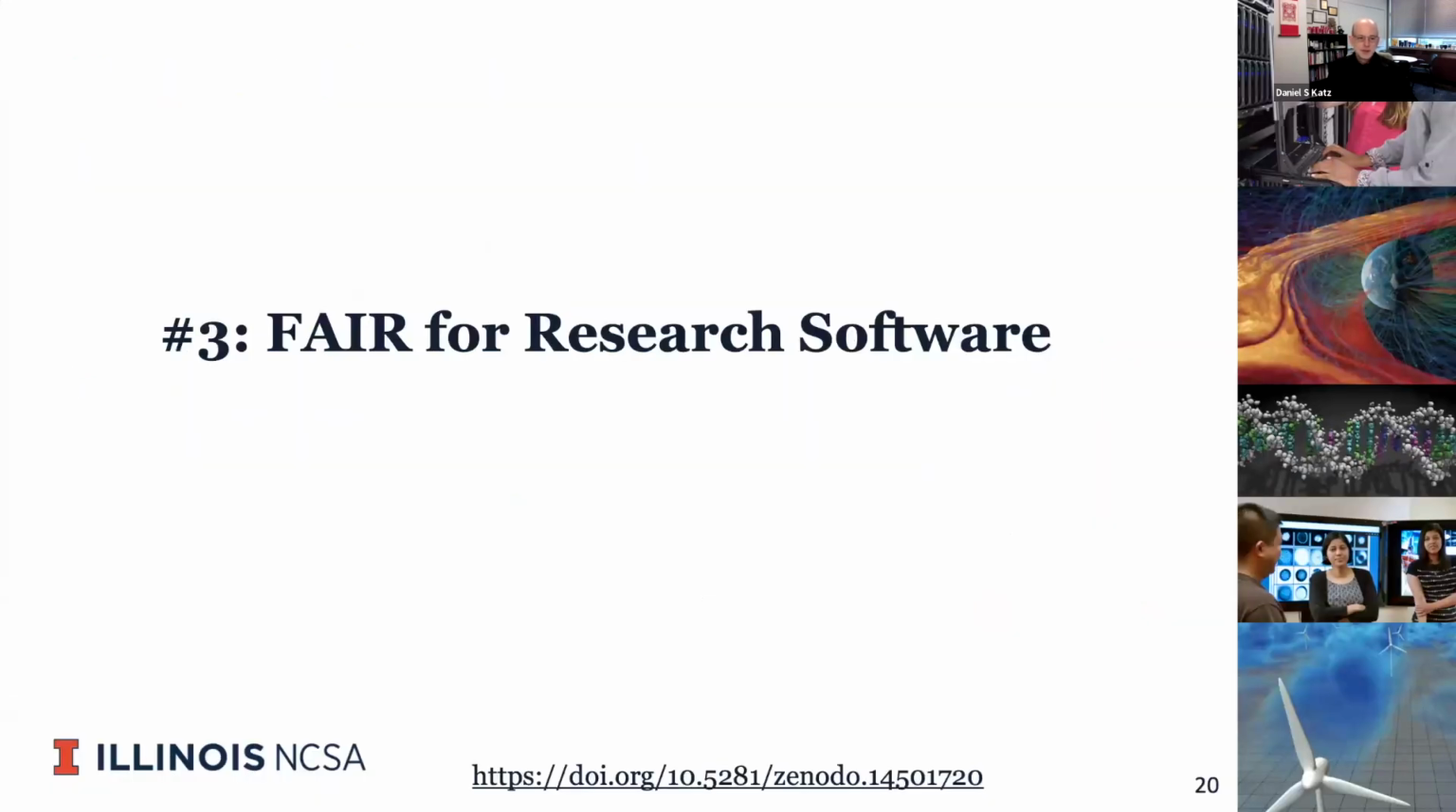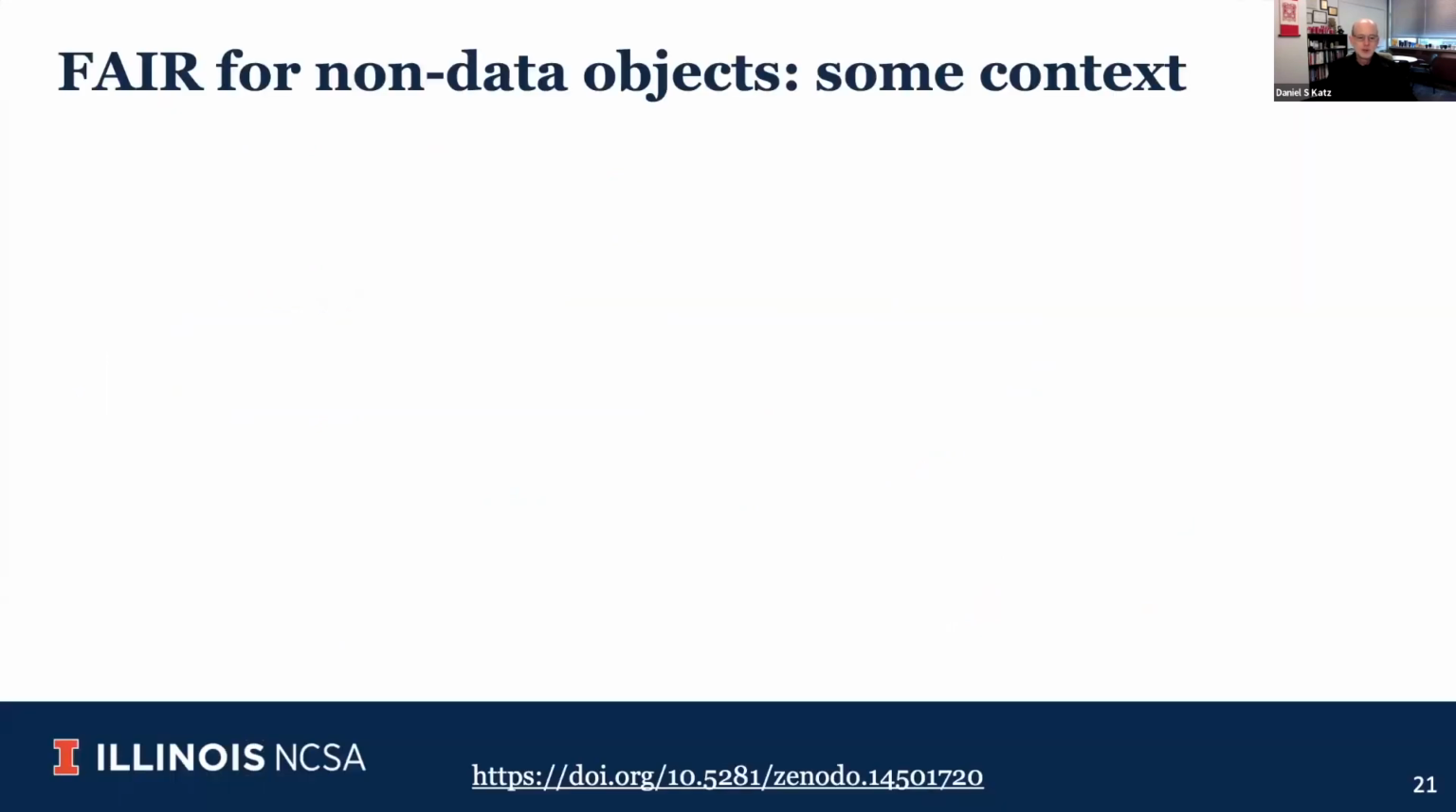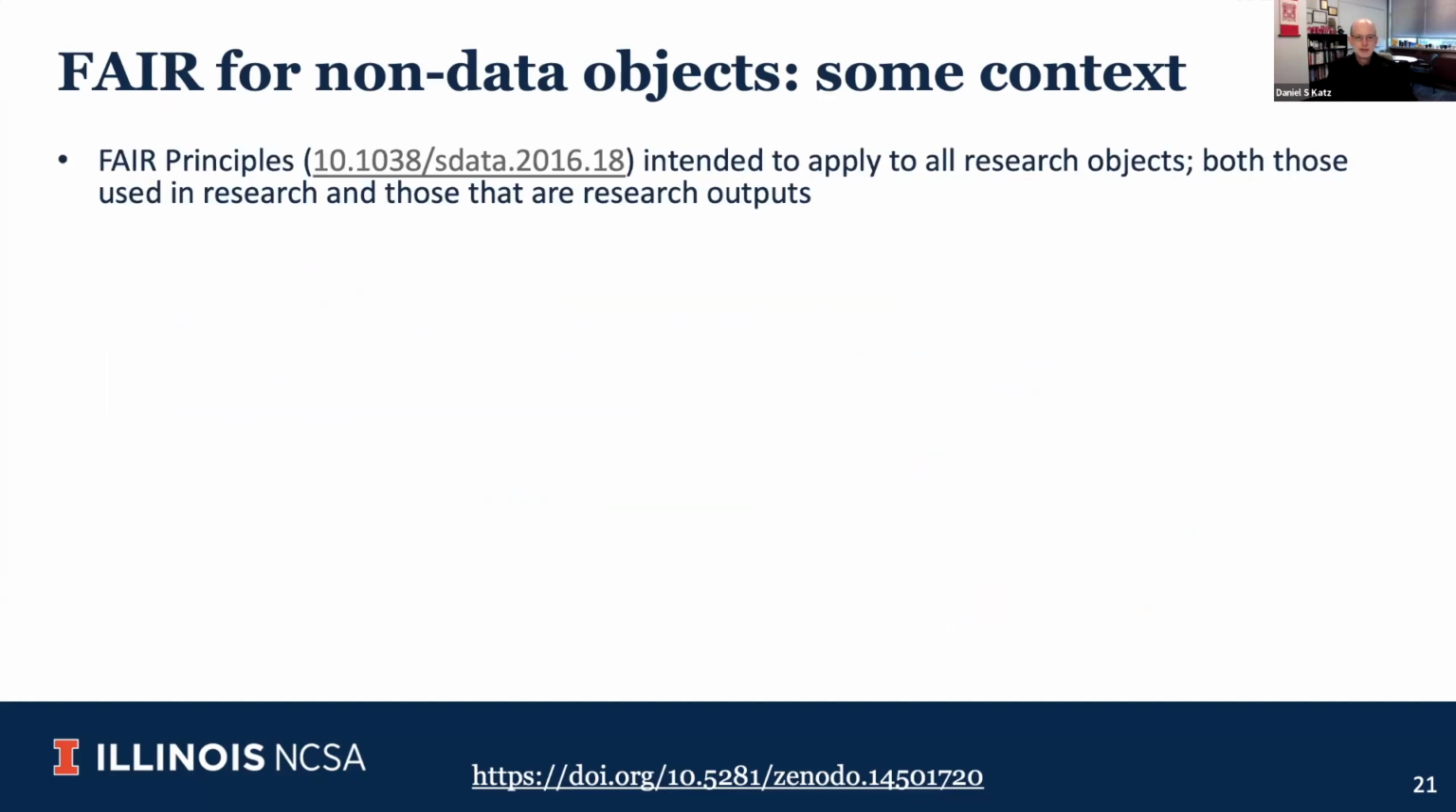Okay, the third and last thing that I'm going to talk about is FAIR for research software. You're probably familiar with the FAIR principles. In 2016, this paper came out on the FAIR principles, and it said that they were intended to apply to all research objects, both those used in research and those that are research outputs. And again, FAIR is findable, accessible, interoperable, and reusable.